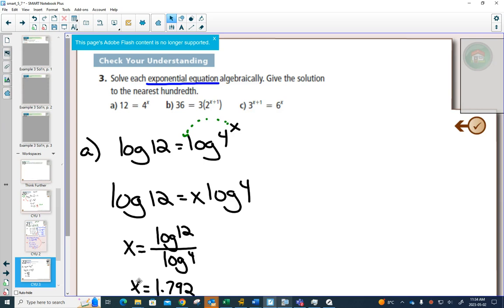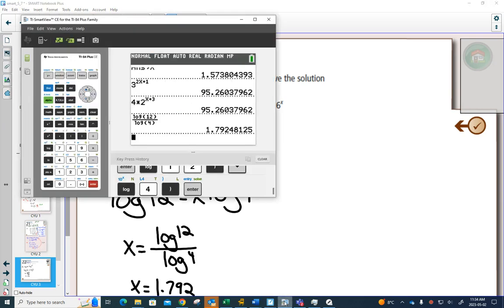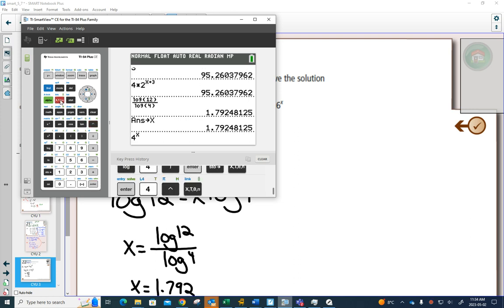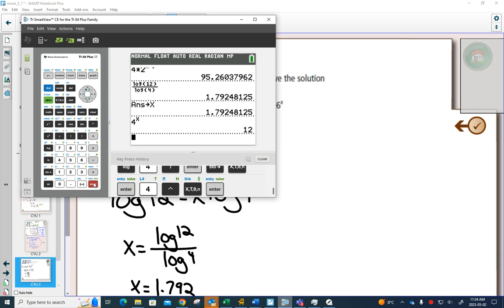And your calculator also has a way to check if you're right, which is really nice in these questions. If you have a graphing calculator, there's a store button. You can store it as any letter. I like to just choose X because it's easiest to hit and type. Once it's stored as X, you can type in the original question, which was 4 to the X, and see, does it equal 12? If it does, you know that you've got it right, which is really nice.